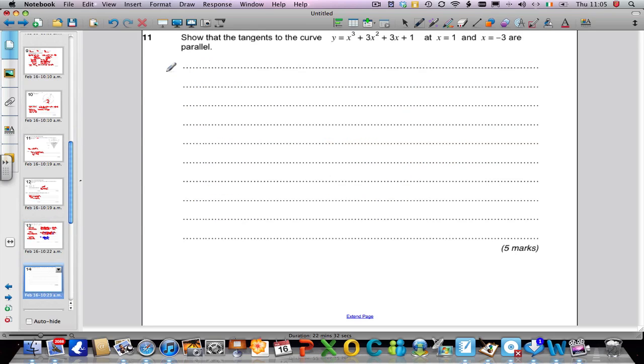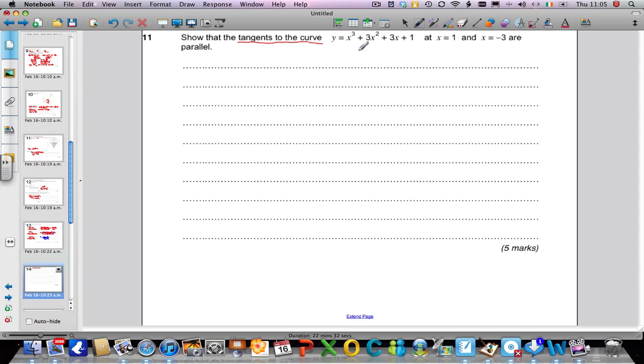Okay, question 11. Really getting tough now. So we're asked to show that the tangents to the curve y equals all of this at x equal to 1 and x equals minus 3 are parallel. Okay, when you see that phrase, tangents to the curve, you should always think calculus, think derivatives.